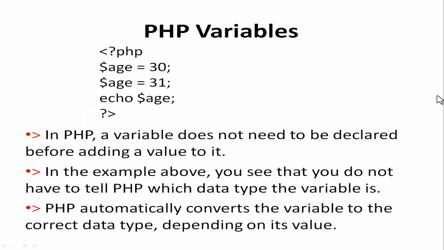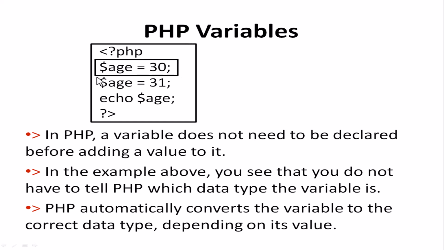How to use PHP variables? Here we are going to create a PHP variable, age equal to 30 and then age equal to 31, and again here we are going to print the echo age. So what is the output? It is going to show the echo age, which was last modified, which is 31.